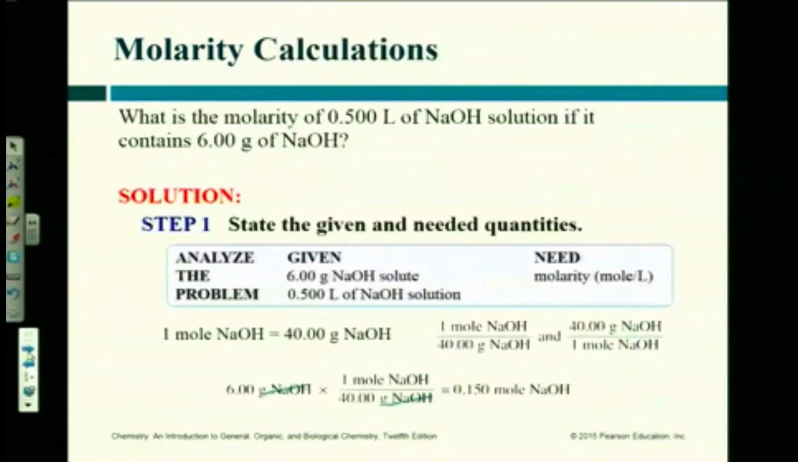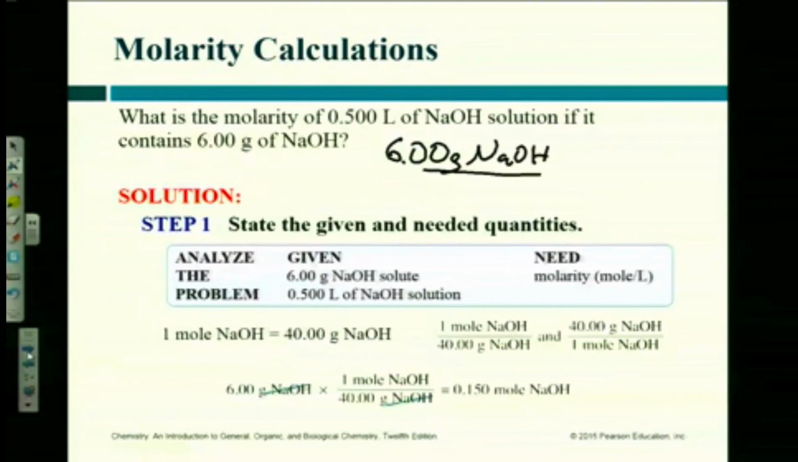All right. Sorry. I wish I could ignore this down here. Don't read that. It says, what is the molarity of 0.500 liters of sodium hydroxide solution if it contains 6.00 grams of sodium hydroxide? Here's how I'm going to attack this. I have 6.00 grams of sodium hydroxide and I have 0.500 liters. But I don't want grams over liters. What do I want? Molarity. I want moles over liters. And I have grams over liters.